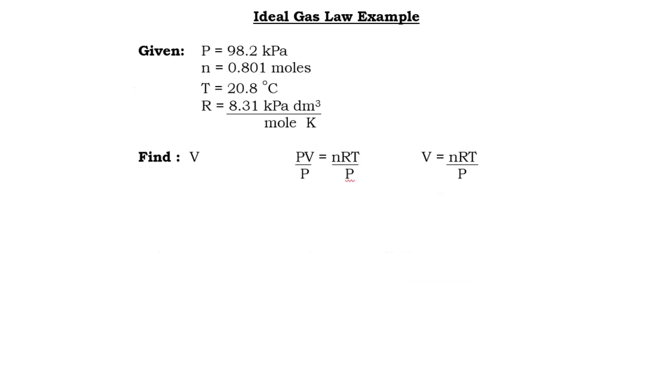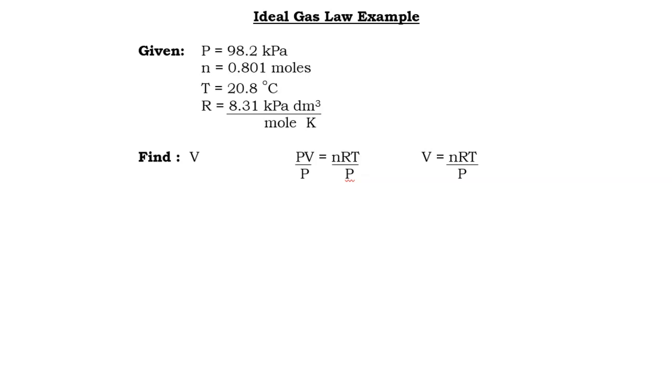So here's an example. This is the ideal gas law example, and it gives you a pressure, 98.2, number of moles, 0.801, temperature, 20.8 degrees Celsius. So you know we have to change that to Kelvin. And there's R.